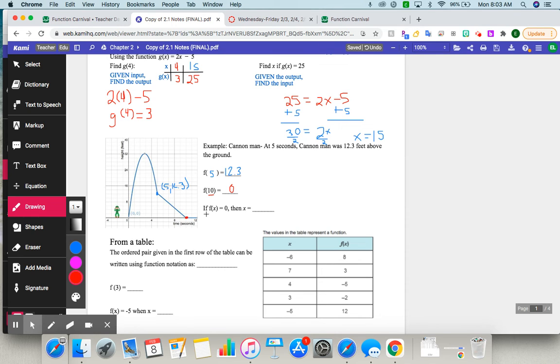Lastly, now I'm given an output of 0, and it asks me for the input. So notice that this point has an output of 0, and this point also has an output of 0. And then all of these points have an output of 0 too. So we actually have quite a few potential inputs that give us an output of 0. So we might say x equals 0, 10, and we could even include 12 in here.